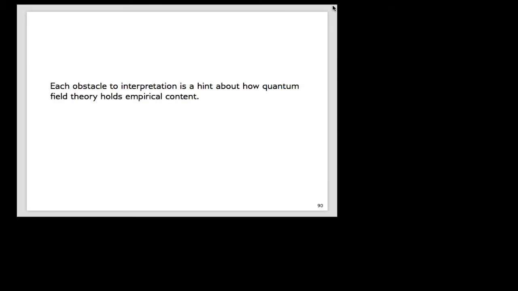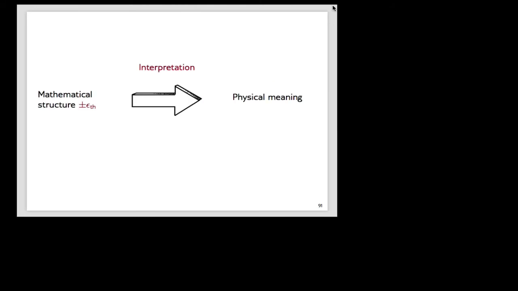And what was required to generate that understanding is noting that each of these obstacles that we encountered to interpreting the theory is in fact a hint about how quantum field theory holds its empirical content. So if one adopts this perspective, the project of interpretation, the project of trying to understand what the theory is telling us about what's there in the world, can proceed in the context of the empirically adequate models, but with the understanding that the characterization of the empirical content of the theory that it gives us is not defined to arbitrary precision. It's only defined up to some finite theoretical error.